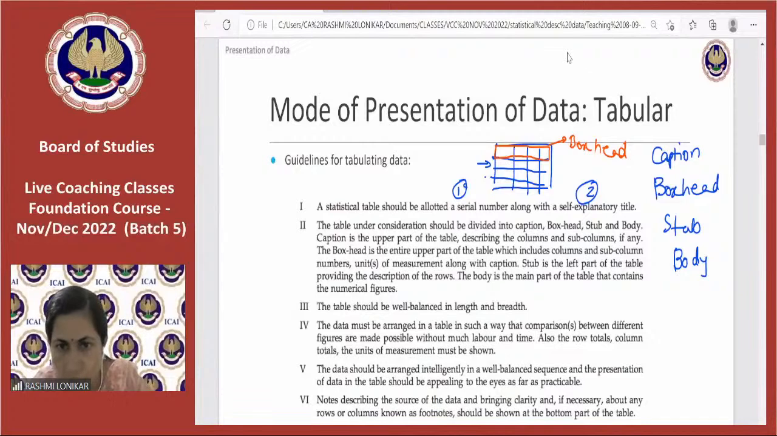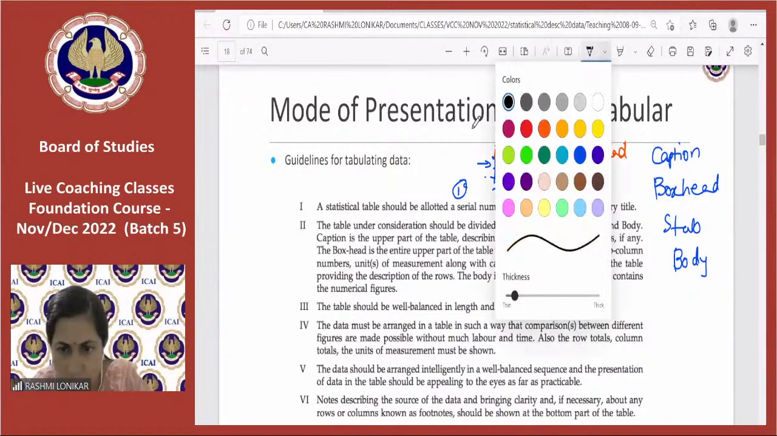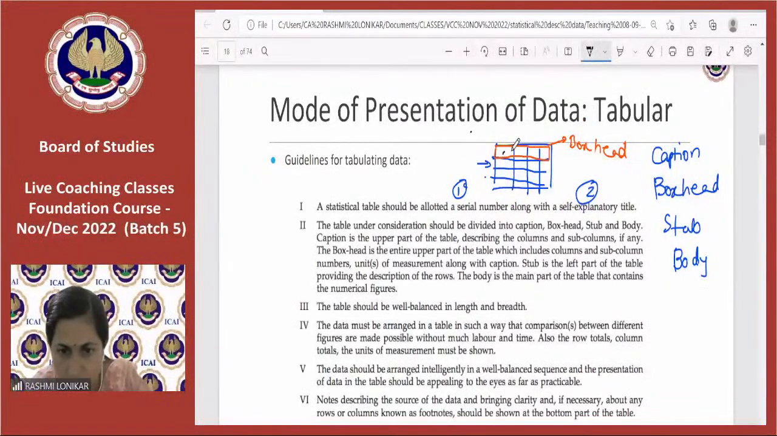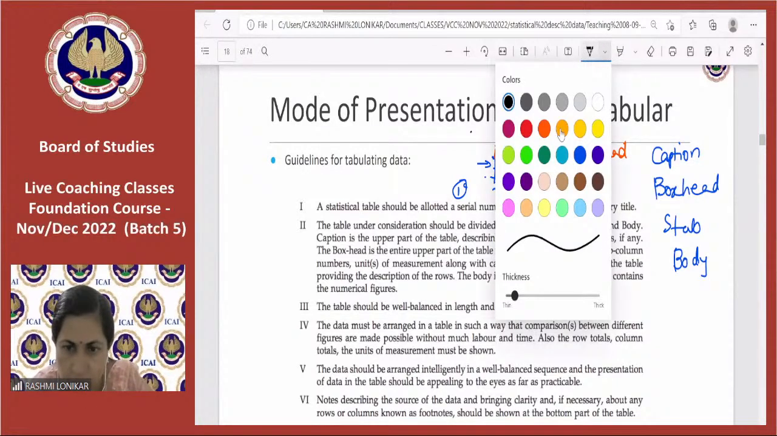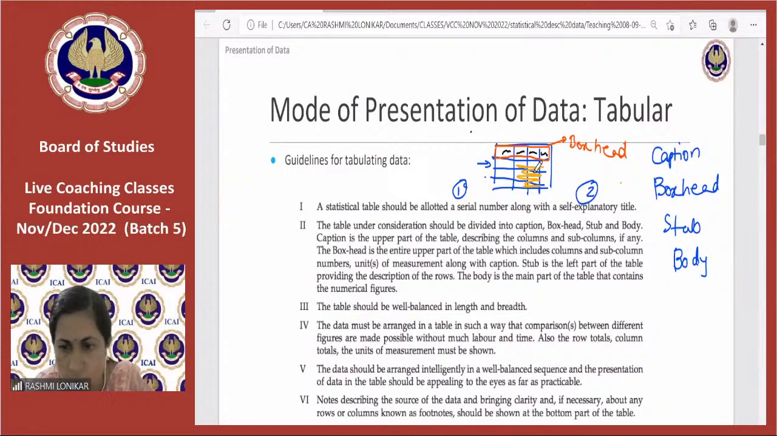Whatever is written over here, this is your caption. And then this information, this is your body. The third important point is the table should be well balanced in length and breadth.